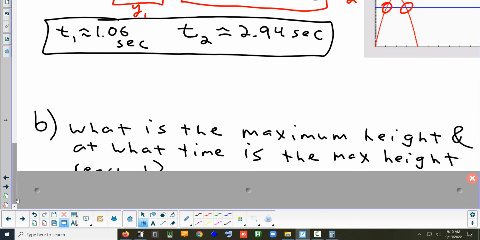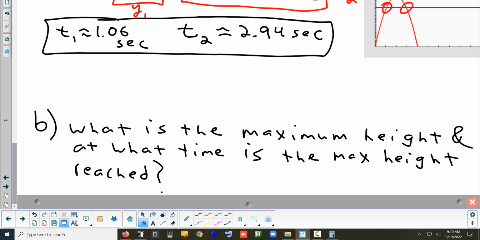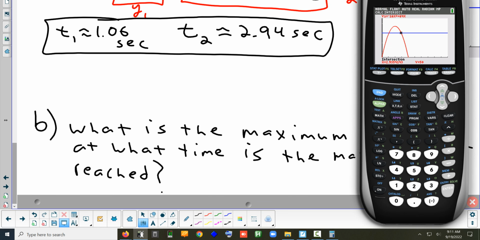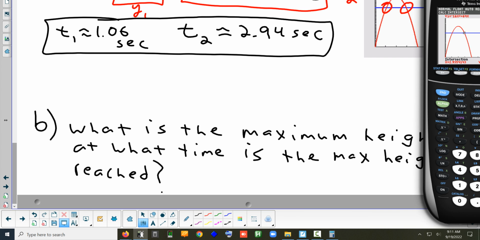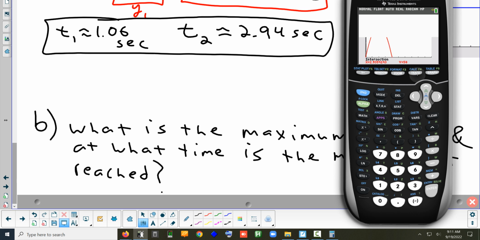And the last question they ask is, what is the highest that it goes? What is the maximum height? And at what time do we reach that height? So that's something we want to calculate. It's under the same menu as intersect. I don't know if we've done a maximum before, so I'll show you how to do it. It's second calc, option 4.